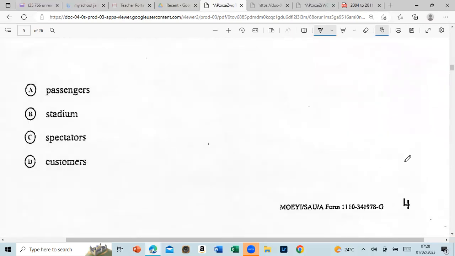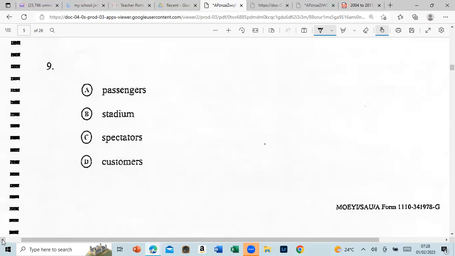Let's move on. Which number is this? All right, we're at number 9. So we have passengers, stadium, spectators, customers. I'm going to go with stadium, that does not belong. So that would be B.